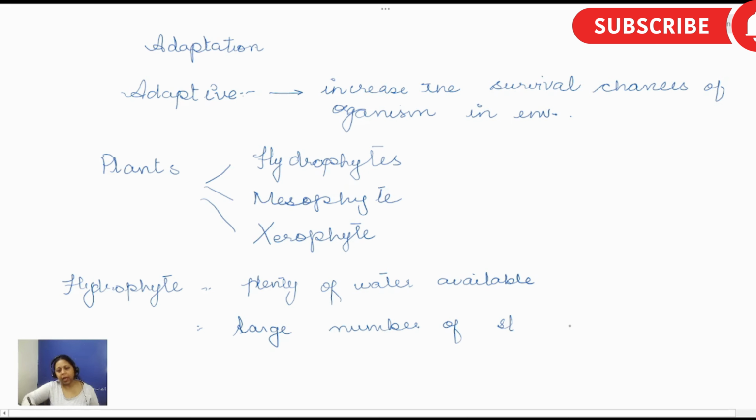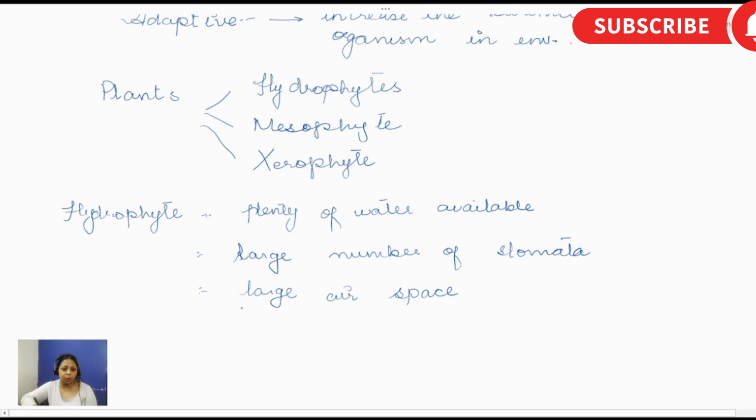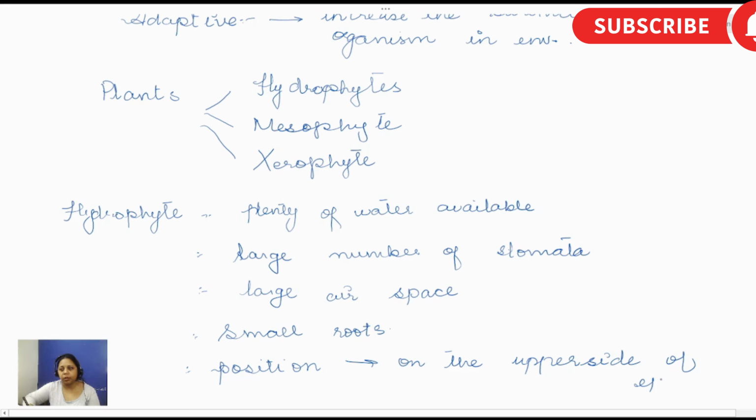Moreover, what do they have? They have large air spaces so that water can evaporate more easily. And they have small roots so that they absorb less water. They don't need to get water from far-fetched places, so they have smaller roots. And mainly the position of stomata. The position of stomata is usually on the upper side and not on the lower side, in the upper epidermis, so that more water can evaporate.